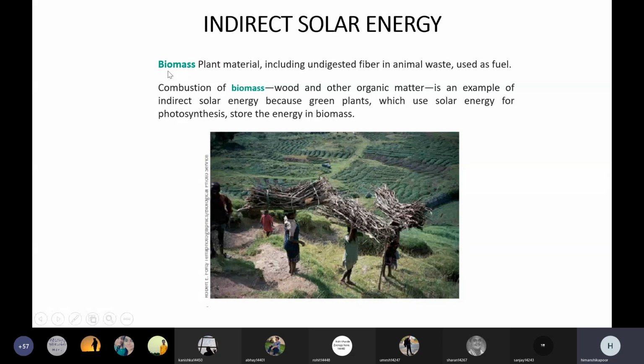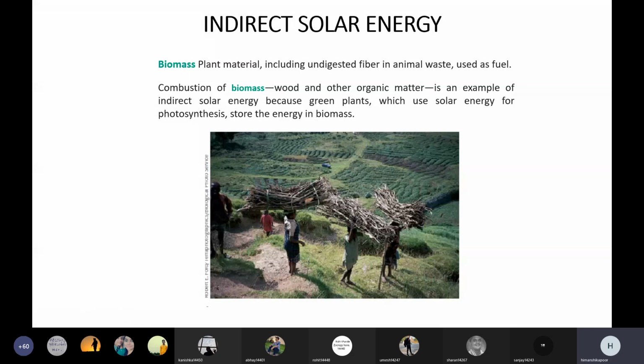Now, when we are using biomass as a source of energy, we particularly depend on plant materials more. Why is it so? Because plant materials have cellulose in them. So you can just think of cellulose as fiber. Now you also see that animal waste is also used as a biomass source.